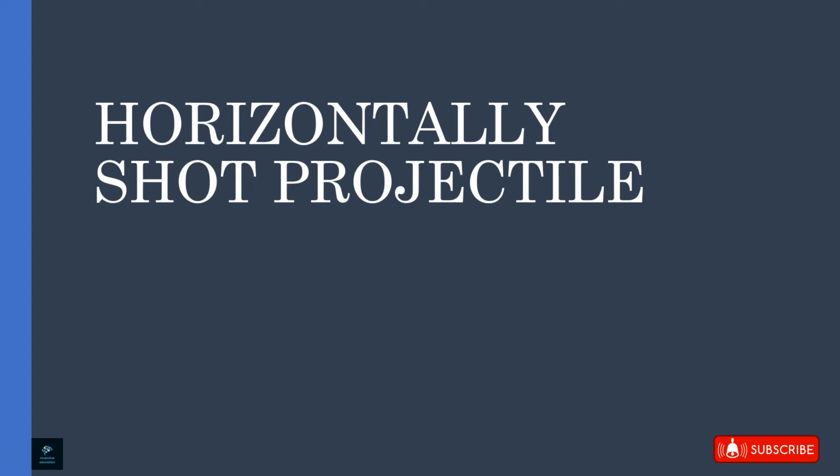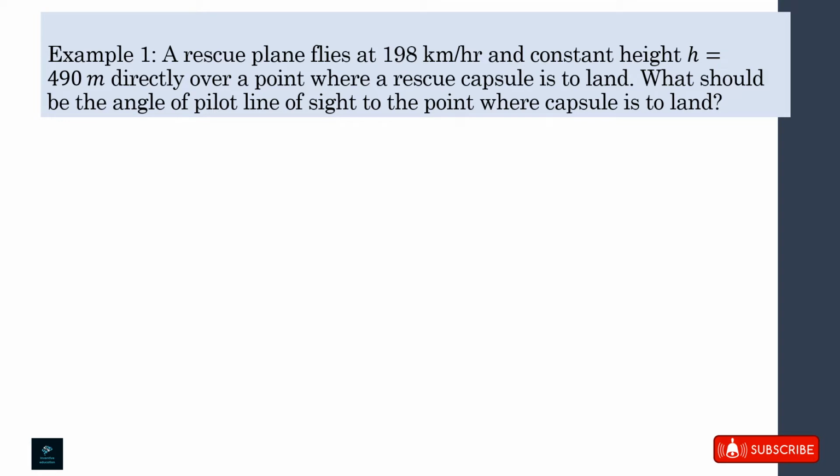Hello everyone. In this video, we will take an example of a horizontally shot projectile. In this example, we are given that a rescue plane flies at a speed of 190 km per hour and at a constant height h equal to 490 meters directly over a point where a rescue capsule is to land. We are required to find the angle of pilot line of sight to the point where the rescue capsule is to land.